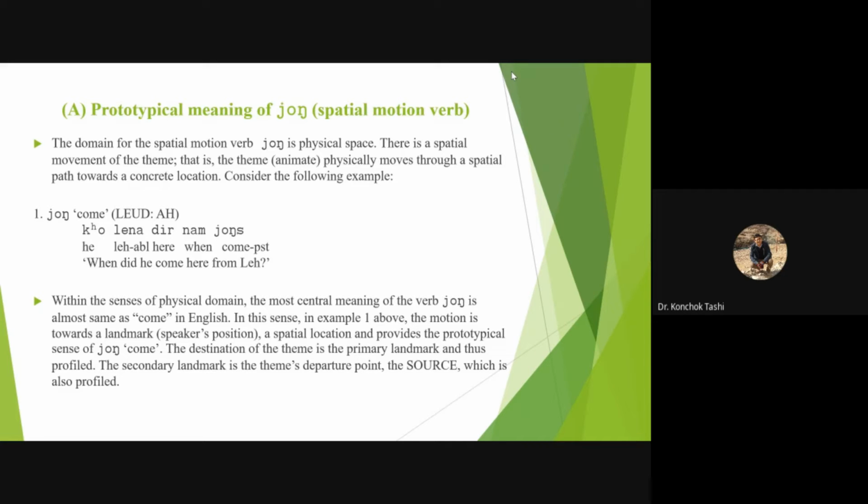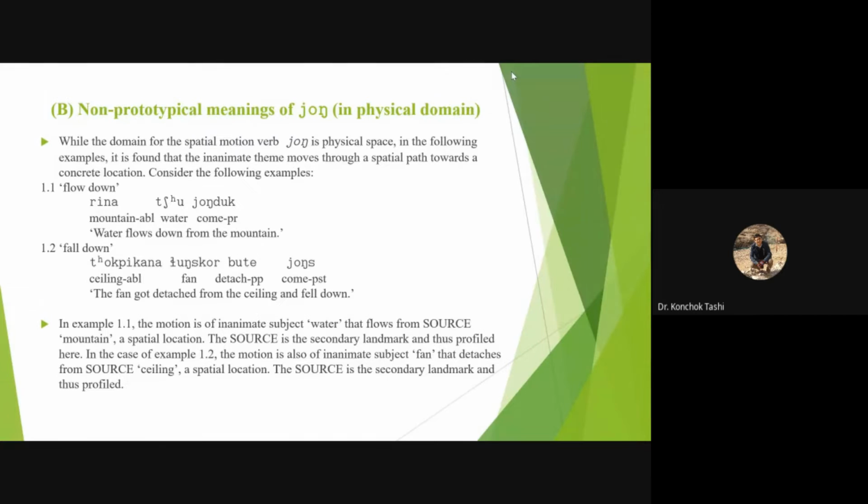In this sense, in the example above, the motion is towards the landmark, the speaker's position. A special location provides the prototypical sense of yong. The destination of the theme is the primary landmark and thus profile. The secondary landmark is the theme's departure point, the source, which is also profile here.